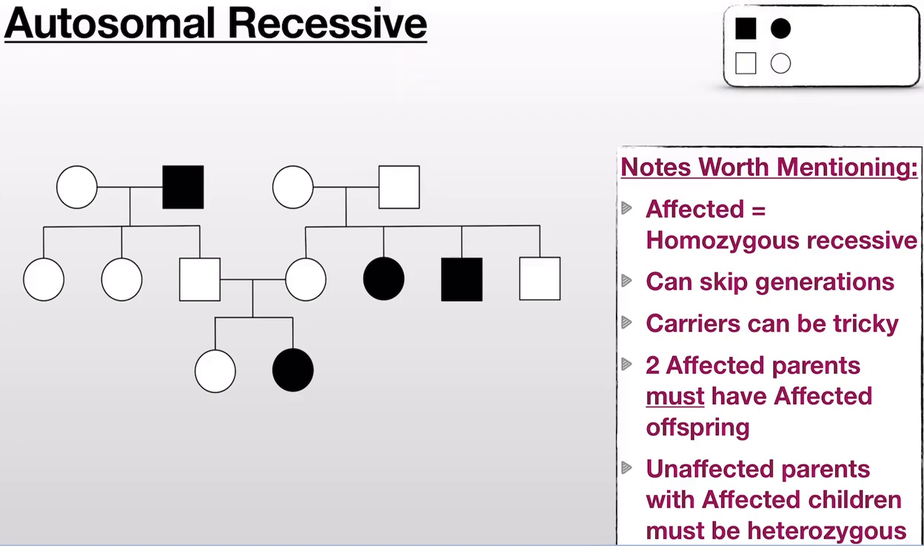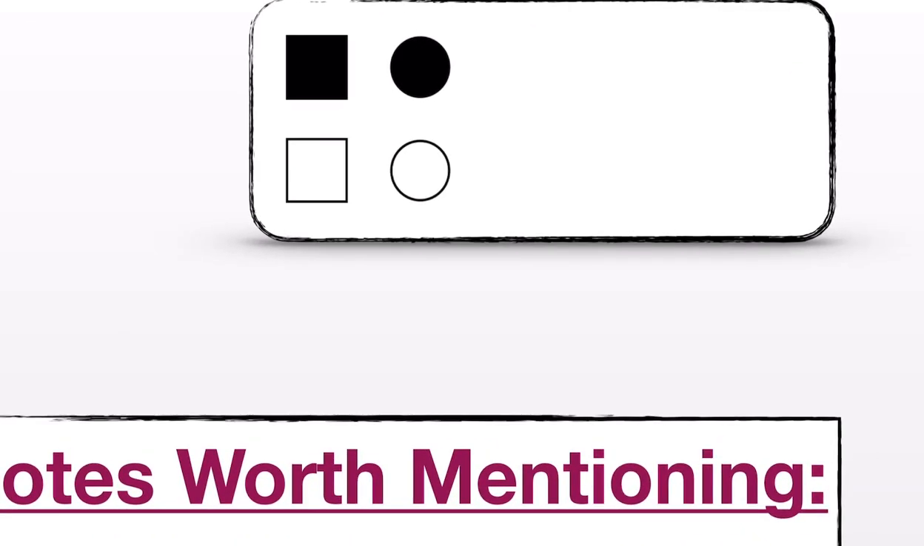So let's take a look at some autosomal recessive pedigrees. The first thing you need to note is that there's some things worth remembering, and if not, then I guess you could just do a bunch of problem solving. But notes worth mentioning. First of all, affected individuals when they are autosomal recessive are homozygous recessive. All of these shaded in ones here, it could be the male or female, as long as they're shaded in, they are affected. And if they are unshaded, that means they are unaffected.